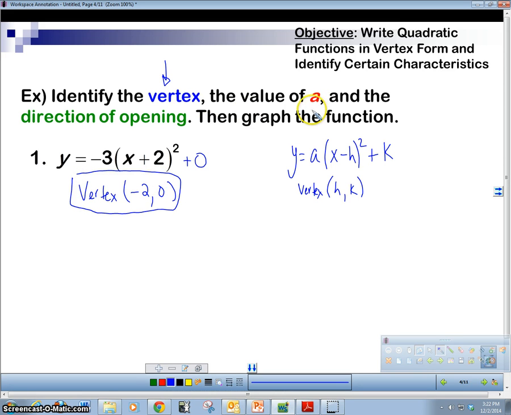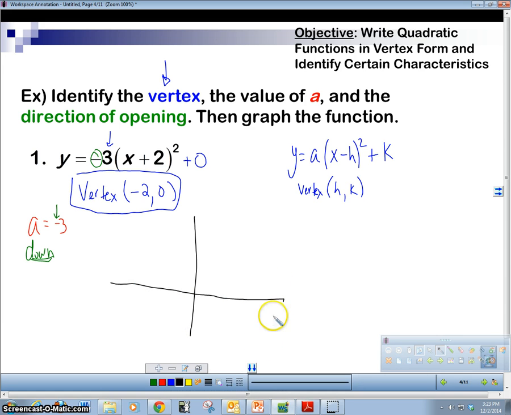The value of a is always the number in front right there, so the value of a is -3. And then the direction of the opening is going to be down, right? And it's down because this is negative. A negative value gives us an opening that's down. So now we're going to graph this function because it is in vertex form, so I'm going to go and graph it.